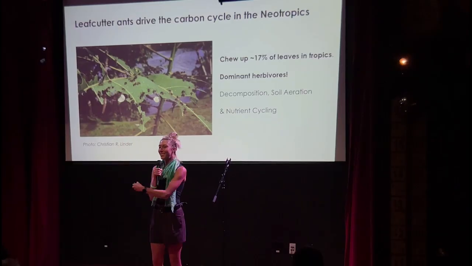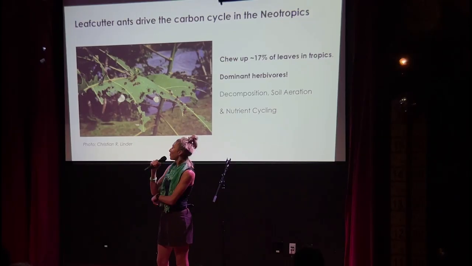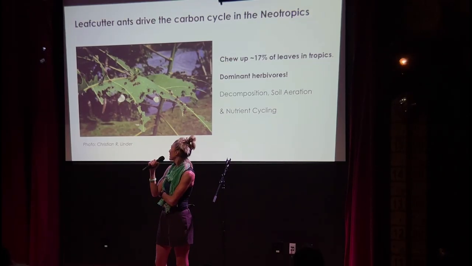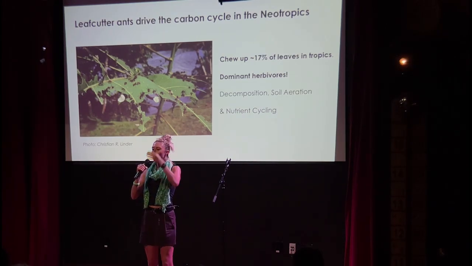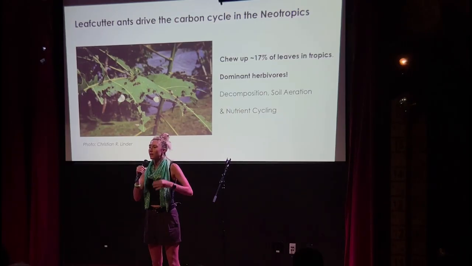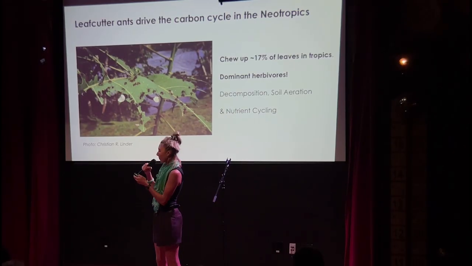These guys are doing all that vegetative herbivory, so they're responsible for 17% of the leaf degradation in the tropics. And what's really important about them is they're not just consuming the leaves, right? But they're taking all the leaf litter and they're moving it below ground. And so they're the key drivers of the nutrient cycle in the New World tropics. This is really important. So this is what we call a keystone species.